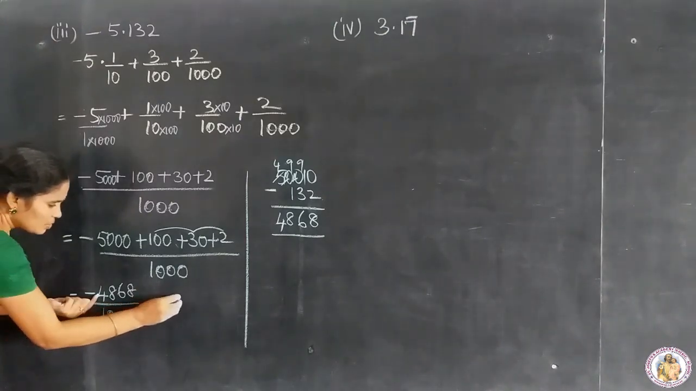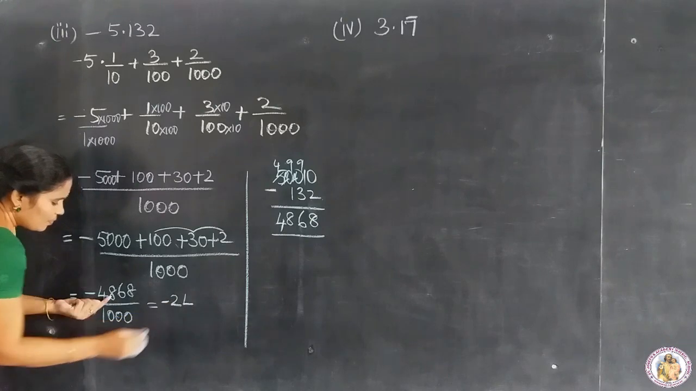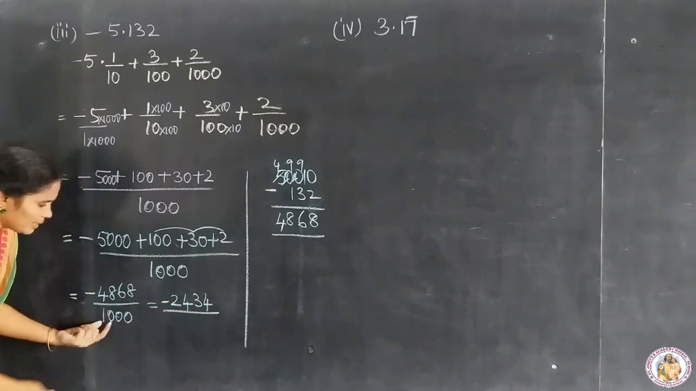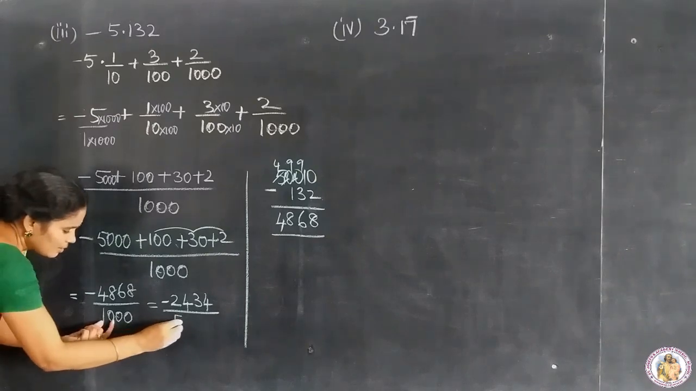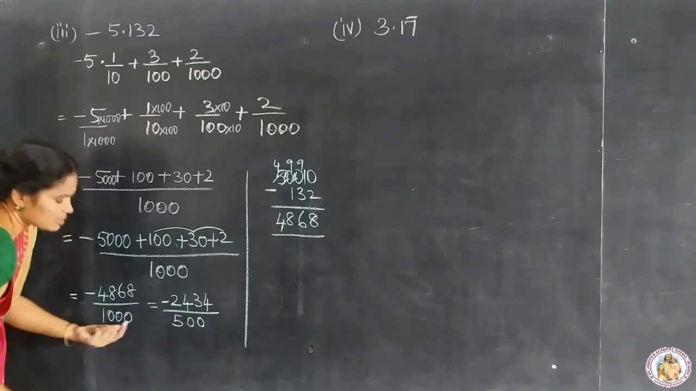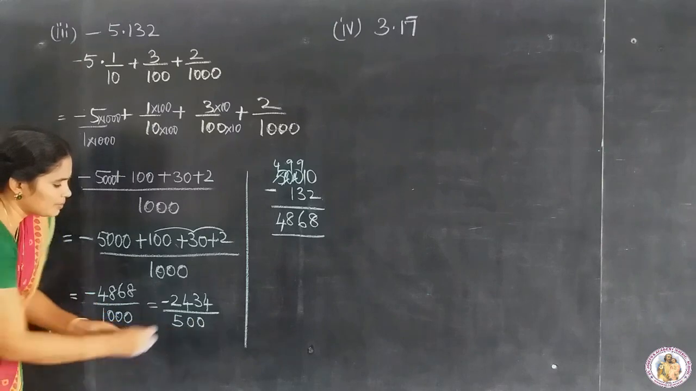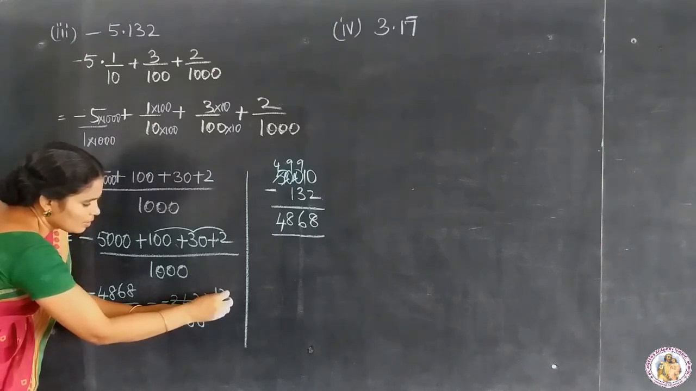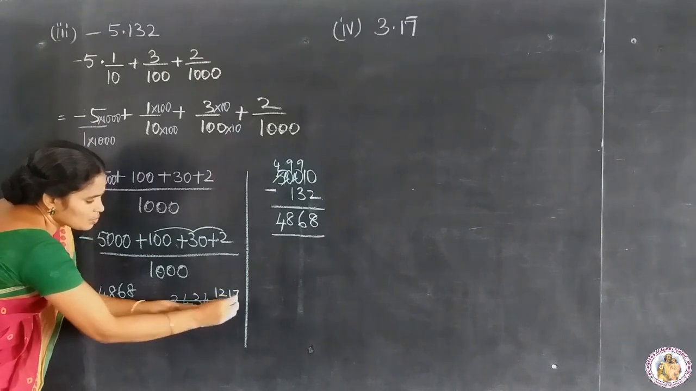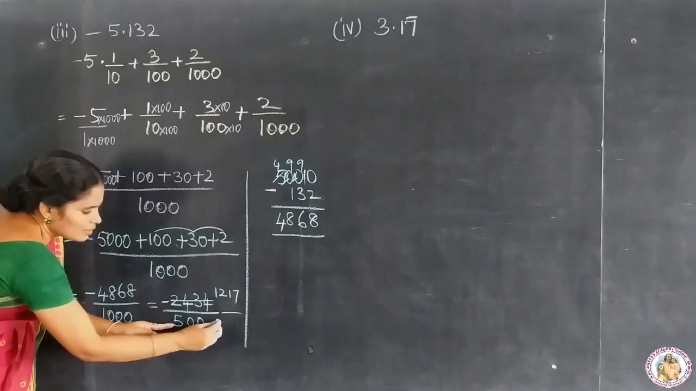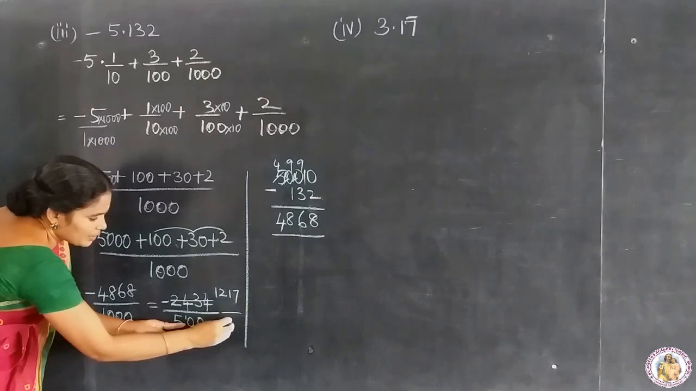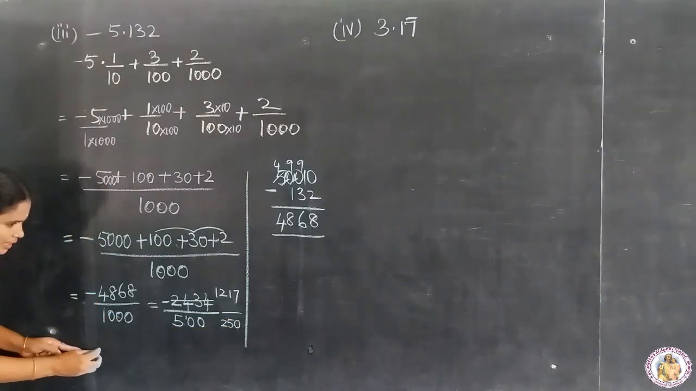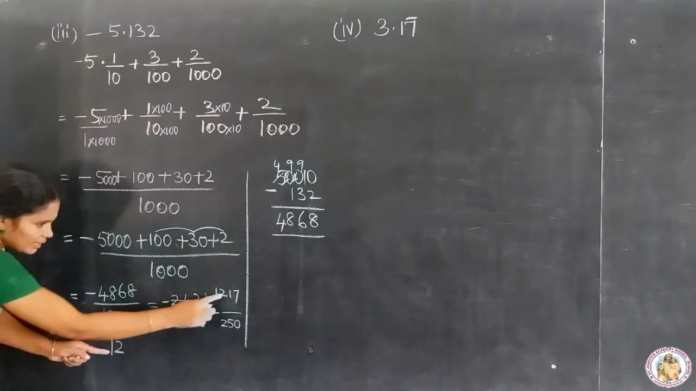So minus: 2 twos are 4, 4 twos are 8, 3 twos are 6, 4 twos are 8. Divided by 5 twos are 10 and remaining 2 zeros. Again it will go in the 2 table: 2 ones are 2, 2 twos are 4, 1 two is 2, 7 twos are 14. Then 2 twos are 4, remaining 1, 5 twos are 10 and 0. So therefore it is equal to minus 1017 by 250.